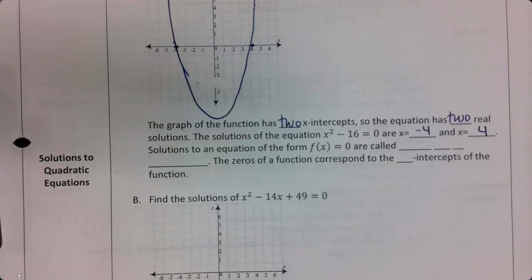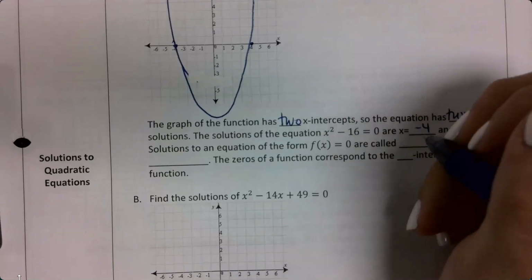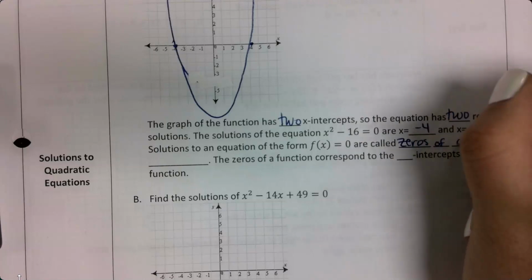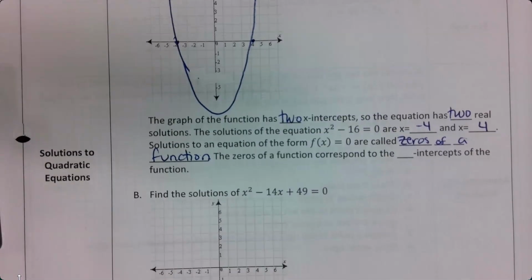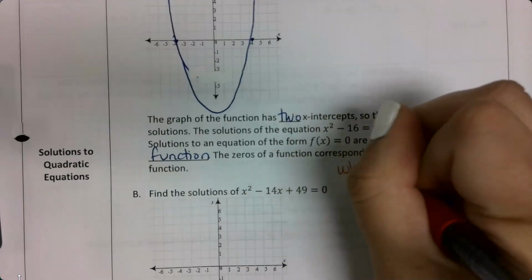Okay, so solutions to an equation of the form f of x equals 0 are called zeros of a function. So the zeros of a function correspond to my x-intercepts of the function. In other words, where y equals 0.